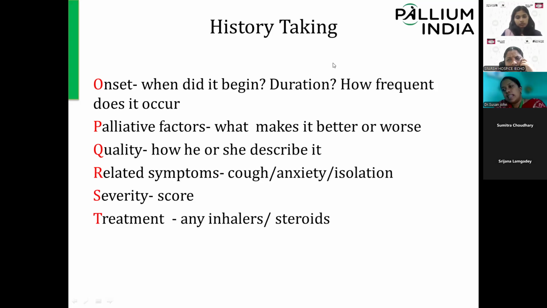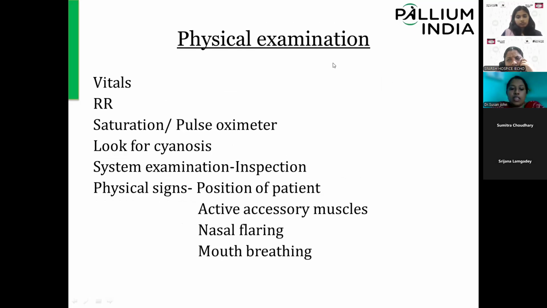Physical examination. For every system, usually we do vital examinations: respiratory rate, oxygen saturation by pulse oximetry, and the peripheries for signs due to hypoxia. So look for any hypoxia symptoms like cyanosis. In the systemic examination, inspect the chest. Is the patient cachexic? Is the patient using any accessory respiratory muscles for breathing? And note the position of the patient.